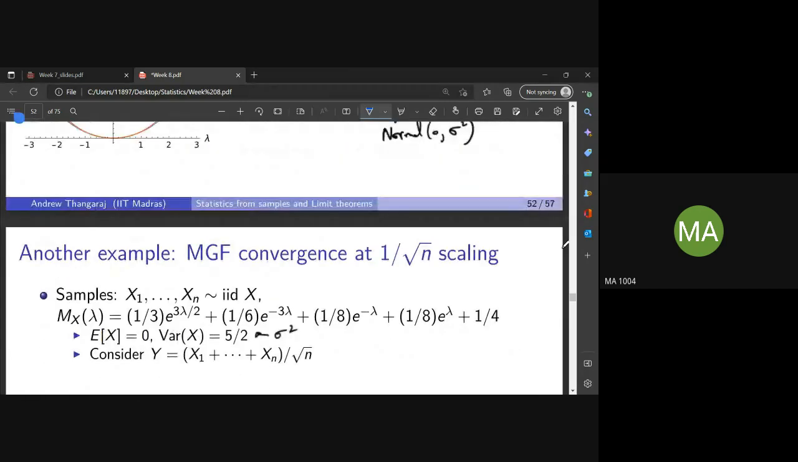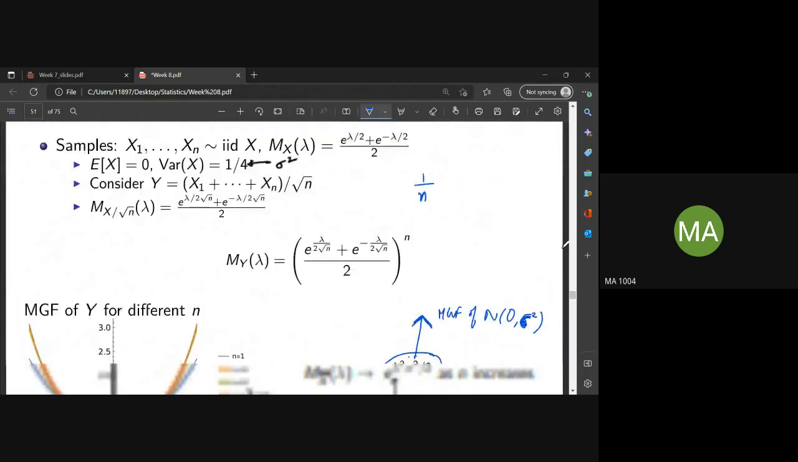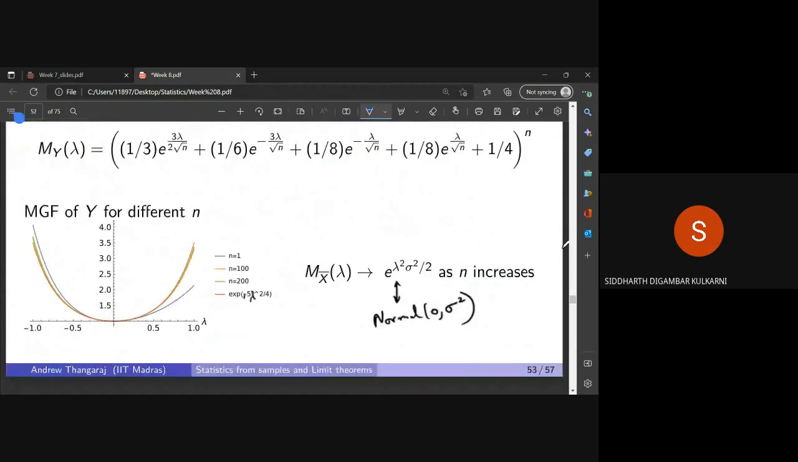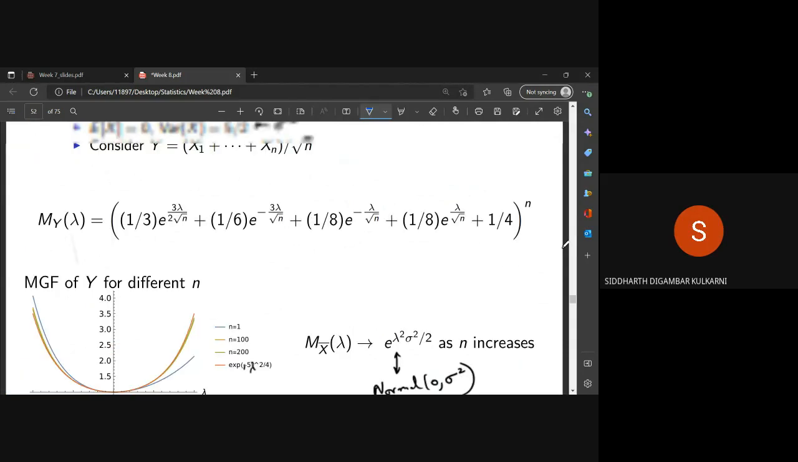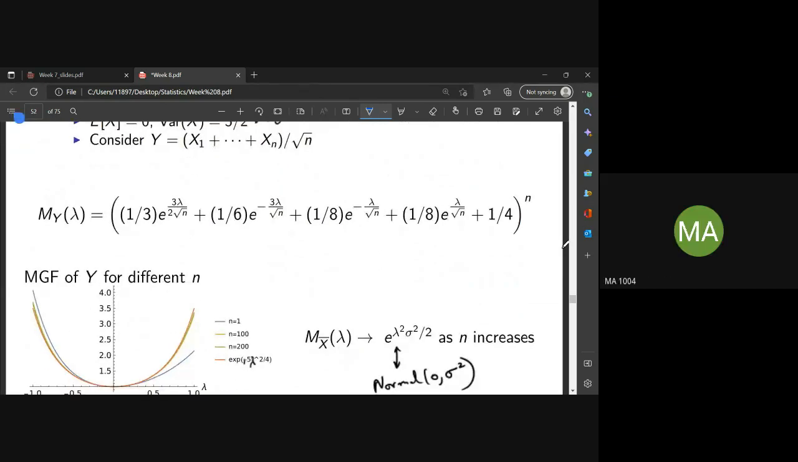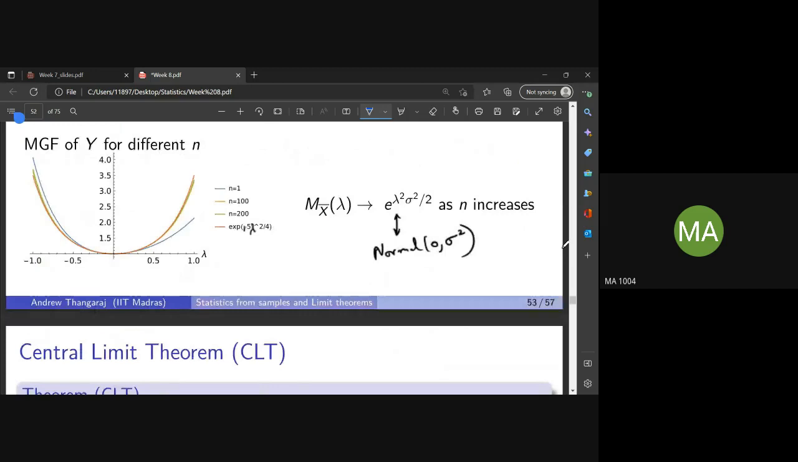Again, you have different examples taken. So not only for Bernoulli, this is for all distributions which are zero mean. Zero mean IID random variables. You see that when you take this 1 by root n scaling, all of them converge to a normal with mean 0 and variance sigma square. So that is the idea behind the central limit theorem that we are going to see now.